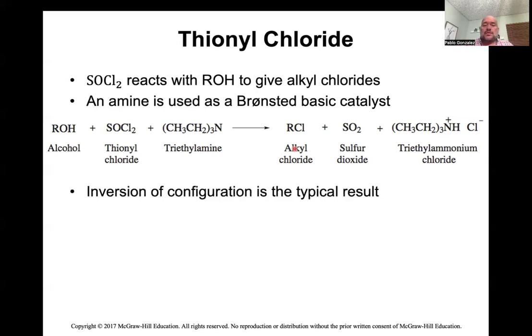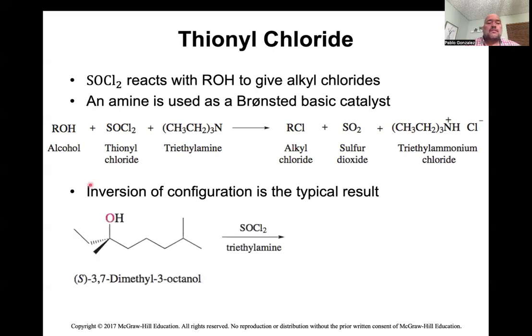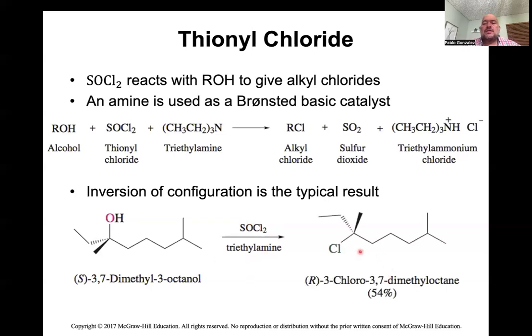So this is going to produce an inversion of configuration. And here we have the alcohol. This one is a tertiary type of alcohol, SOCl2 thionyl chloride, triethylamine or amine. And the product of this is going to be the inversion of configuration of the alkyl halide. So here we have an S absolute configuration. Here it's going to be the R. So something like this that you can write in your index card is going to be more than enough: the alcohol, thionyl chloride, triethylamine, and the alkyl halide.